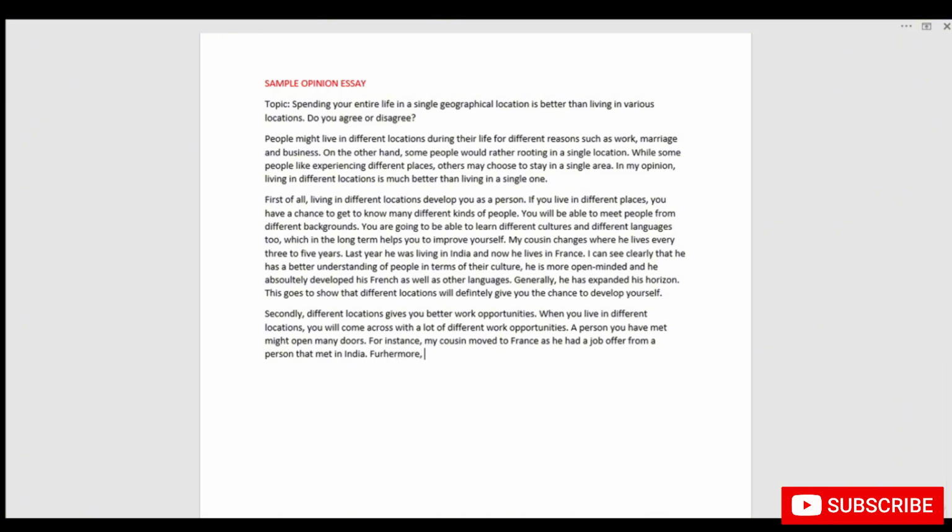I say furthermore, or you can say in addition to, or you can say moreover. I chose furthermore. Living in different locations or places will contribute to your social skills, which is very important for business. The more you understand other cultures, the better relationships you will have with your clients.